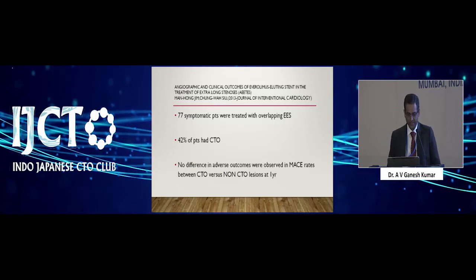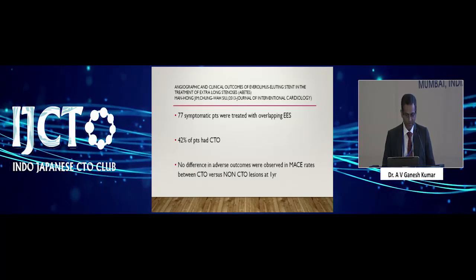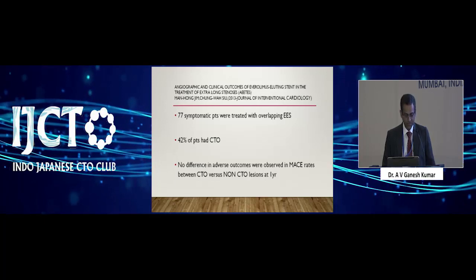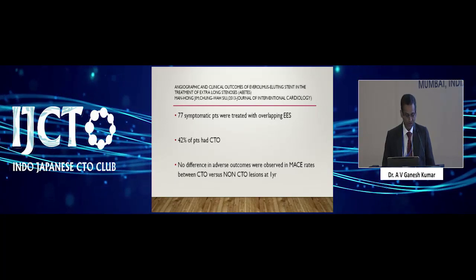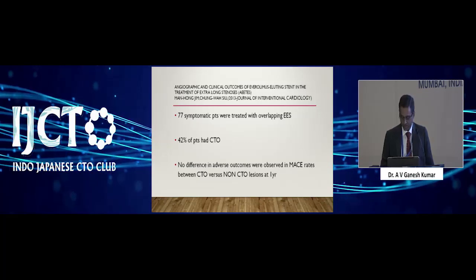This is the last paper which I think I searched. 77 symptomatic patients treated with overlapping everolimus eluting stents. Almost 40% of the patients had CTO. There was no difference in the adverse outcomes, in the MACE, between the CTO and the non-CTO group.